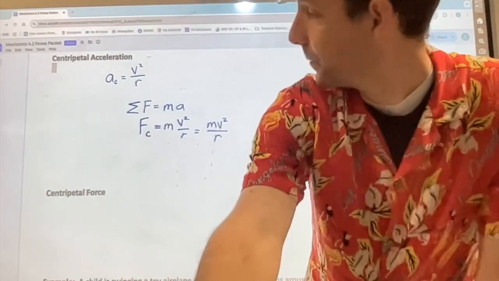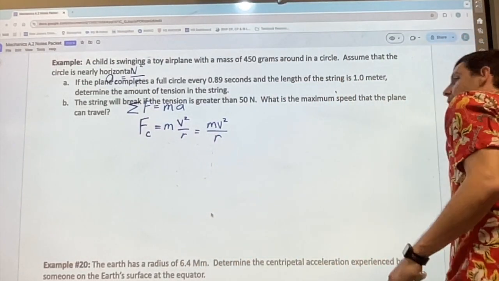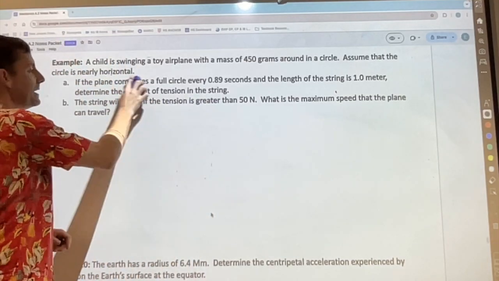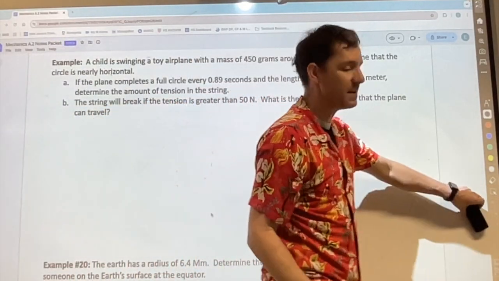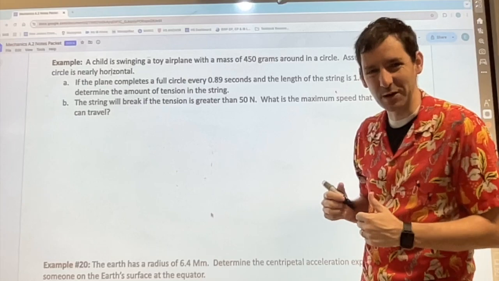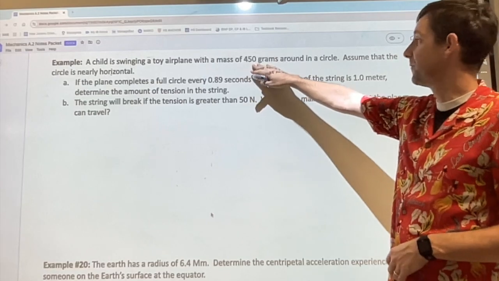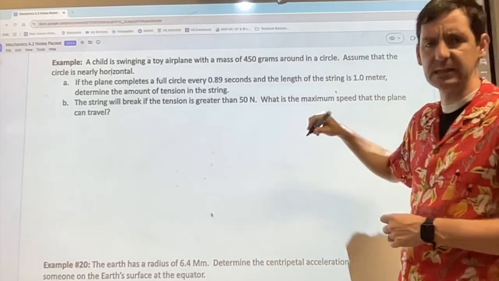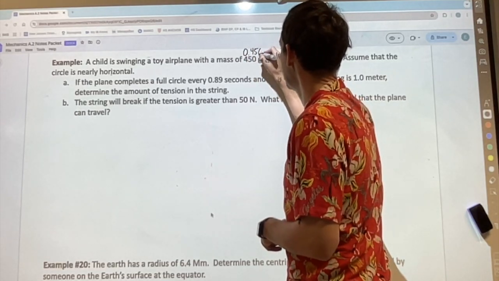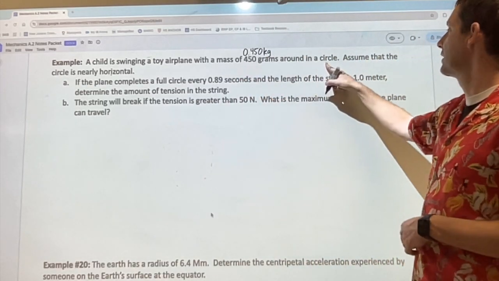All right, so I'm going to scroll up. This first example is not in your notes packet. I've added it in because this is similar to what we did in class, and I felt like it might be valuable for us to look at something a little more similar first, and then we'll look at some different situations. So a child is swinging a toy airplane with a mass of 450 grams. And the first thing I see when I see this 450 grams is, no, I don't want 450 grams. I want 0.450 kilograms. So 450 grams around in a circle.